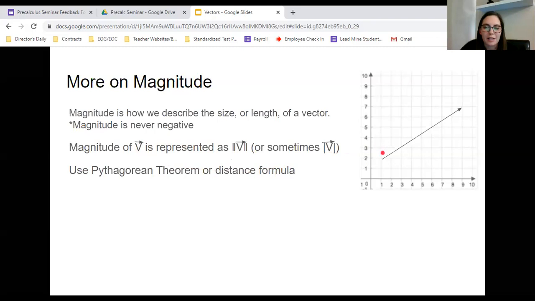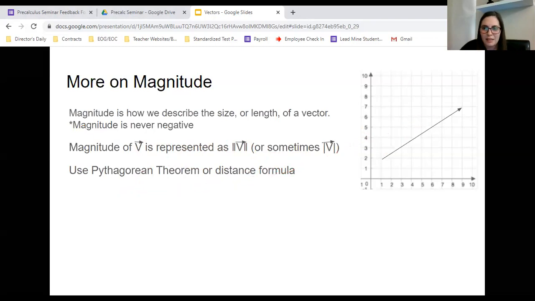If we want to find the magnitude of our vector v here, we'll represent that with these two lines. It looks like double absolute value. That's how we represent magnitude. Occasionally you'll see it as the absolute value. That's just a formatting thing on worksheets, but really it should be this double absolute value symbol. And the way that we find the magnitude is really just the Pythagorean theorem or the distance formula.